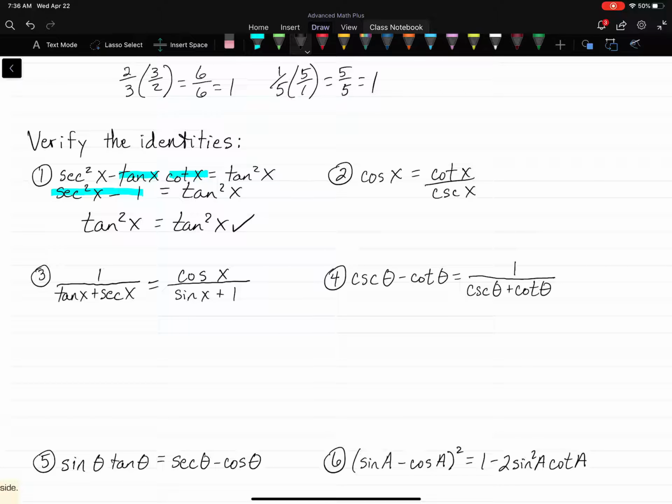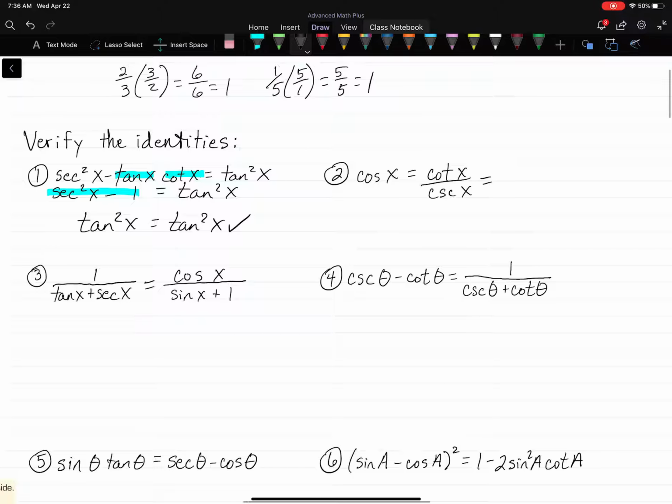Next example, again: cosine x equals cotangent x divided by cosecant x. I will do the right side. It's a little more complicated than the left. And the suggestion I'm going to use on this one is to change everything to sine and cosine, okay? The left's already sine or cosine, so I'm going to change the right to sine and cosine.